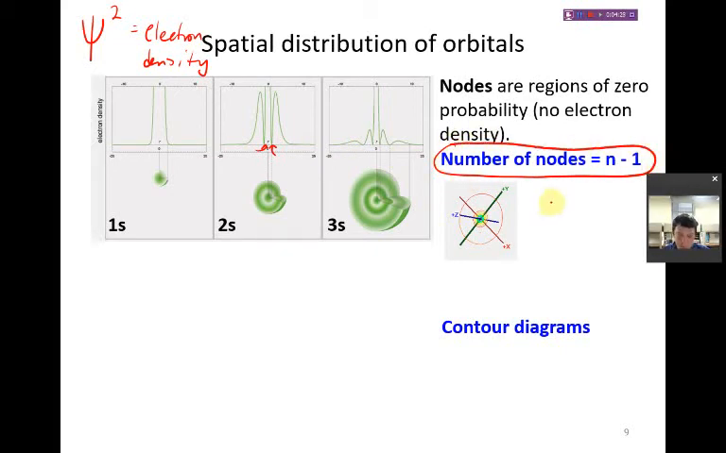So if we have an n value of 1, there are no nodes. For an n value of 2, there is 1 node. For an n value of 3, there are 2 nodes. And you can see here, there are no regions where the electron density reaches exactly 0. It gets very, very close to 0 off at the ends, but it never actually reaches 0. And so there are no nodes.